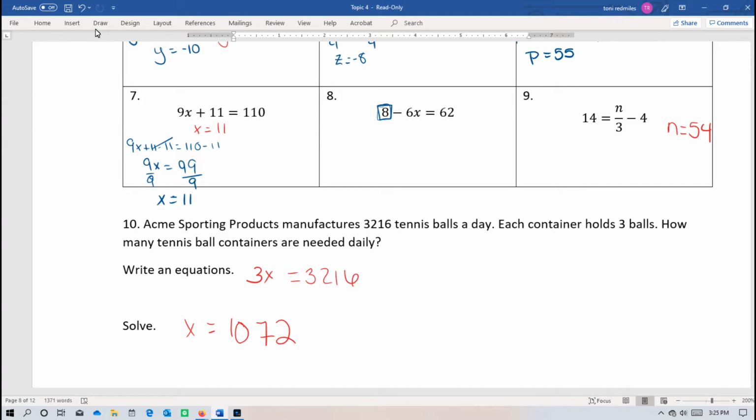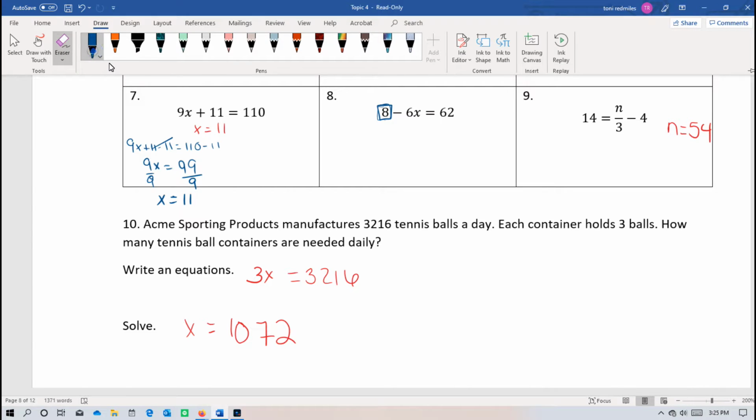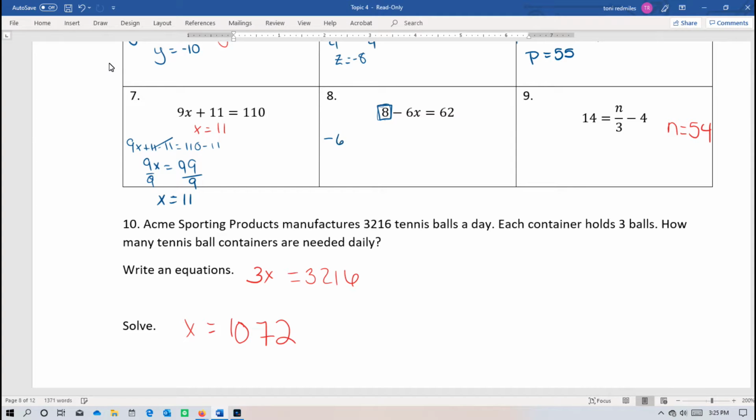I could first, and this is just a how-you-like-to-organize thing, flip-flop. As long as I don't change the signs of things, I can rearrange. So this 6x can go first as long as it remains negative. This 8 is positive, so it can go after. Then I see that what the 8 is actually doing is adding to the x. All right, and I could subtract it from both sides.